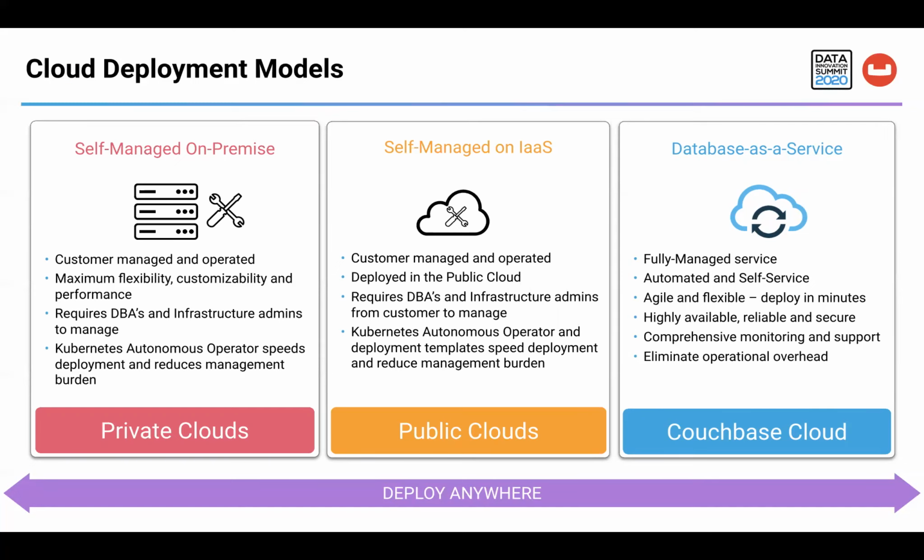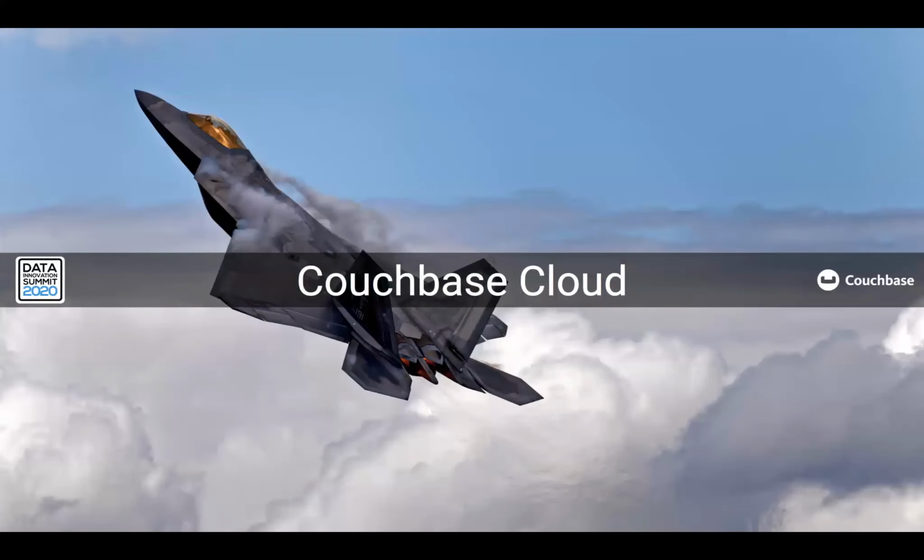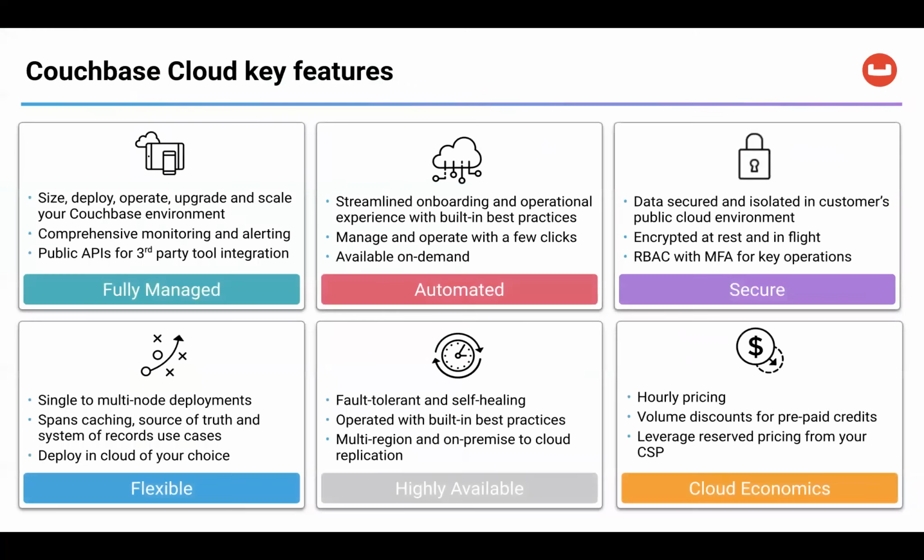But how is that possible? Well, let's talk about Couchbase Cloud, right? So what are some key features of Couchbase Cloud? This is a 10,000 feet view. So of course, it's fully managed, which means that things like sizing, deployment, operations, all of that, it's not on you, it's on us. And we're going to see it's on a very specific component within the Couchbase Cloud architecture.